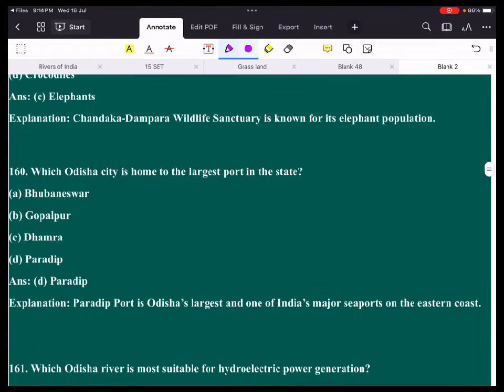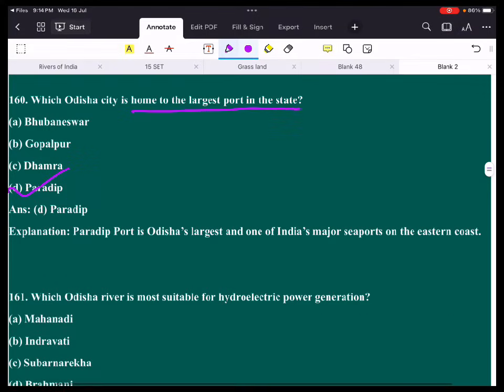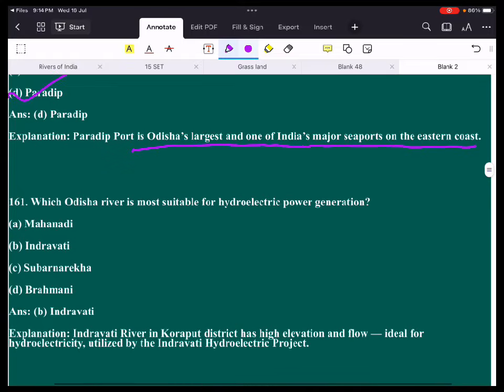Which Odisha city is home to the largest port in the state? It is option D, Paradip. Paradip port is the largest and India's major seaport on the eastern coast. Which Odisha river is most suitable for hydroelectric power generation? It is option B, Indravati.